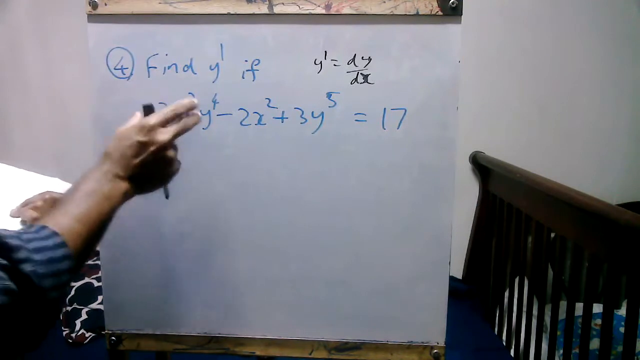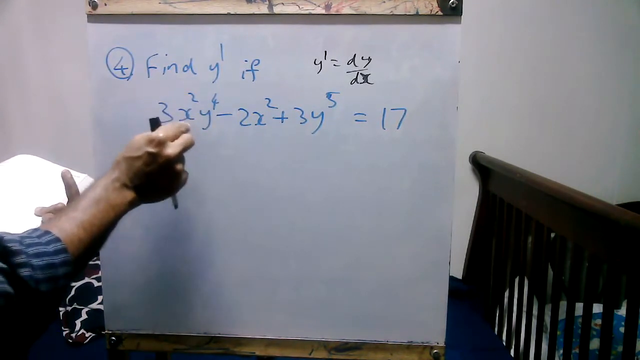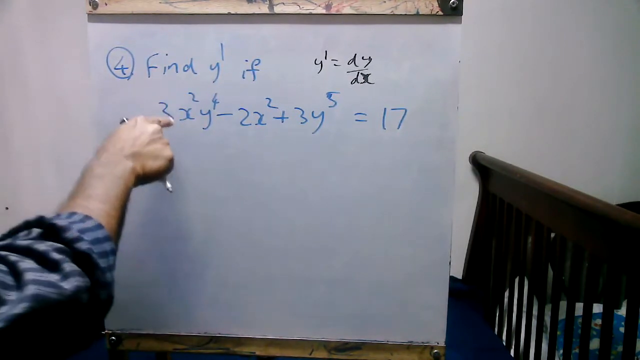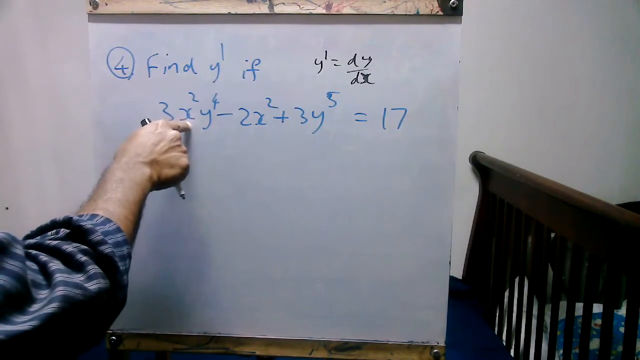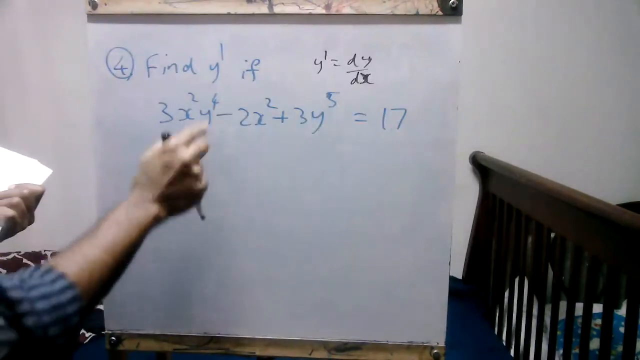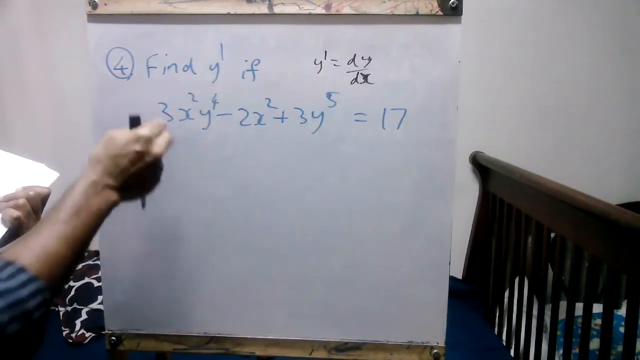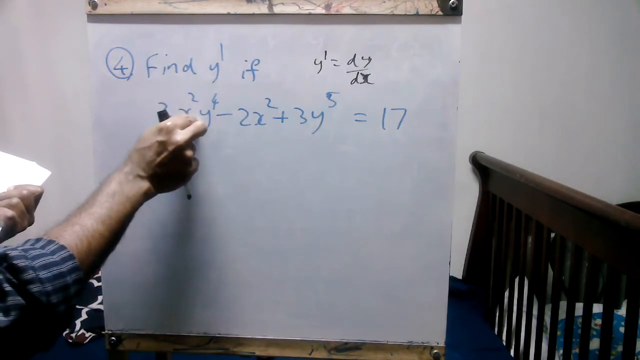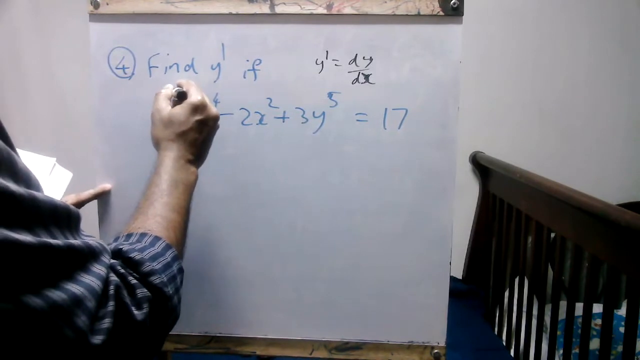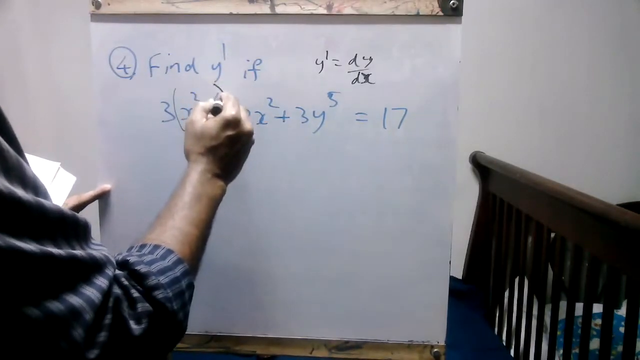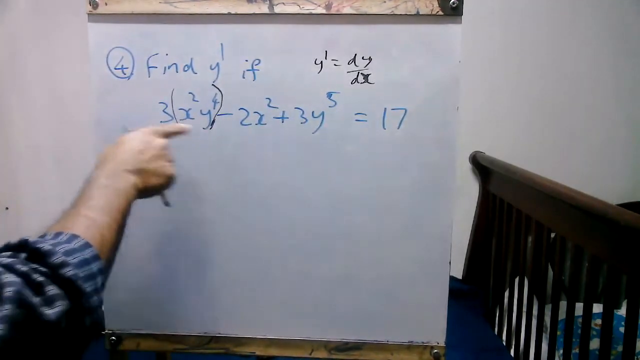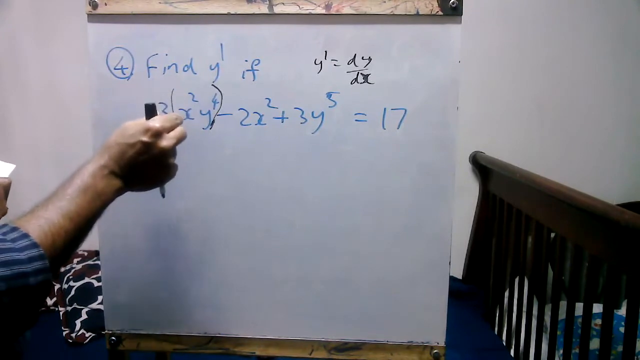Okay, now when we differentiate this, you see now this is a product. Let's analyze this. It has a constant, it has x, it has y. So we can look at this part as a constant times x squared times y to the power 4. Means, first of all, we can look at this as 3 times this. Agree? 3 times this.